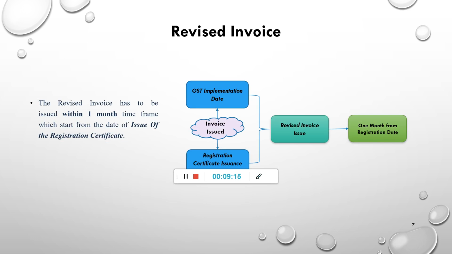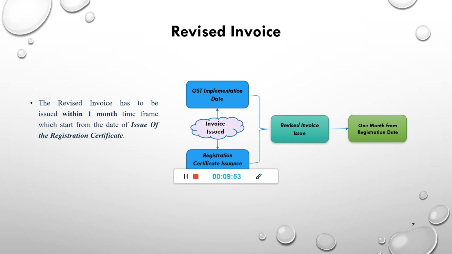Revised invoices. A registered person may, within 1 month from the date of issuance of certificate of registration and in such manner as has been prescribed in the invoice rules, issue a revised invoice against the invoice already issued during the period beginning with the effective date of registration till the date of issuance of certificate of registration to him. This provision is necessary as a person who becomes liable for registration has to apply for registration within 30 days of becoming liable for registration.